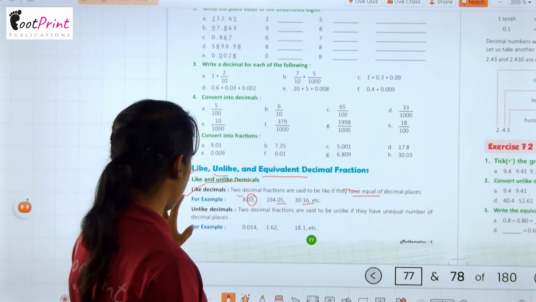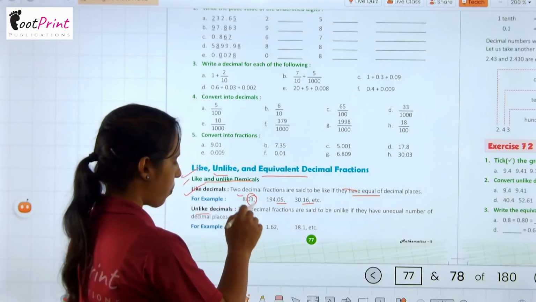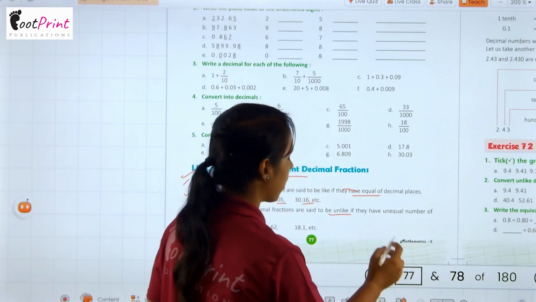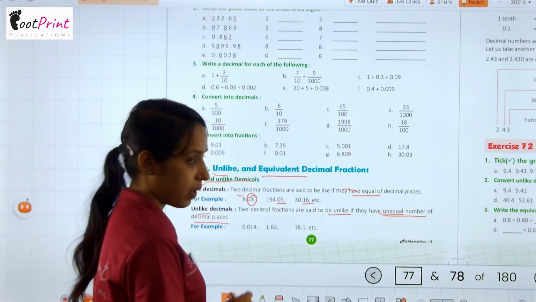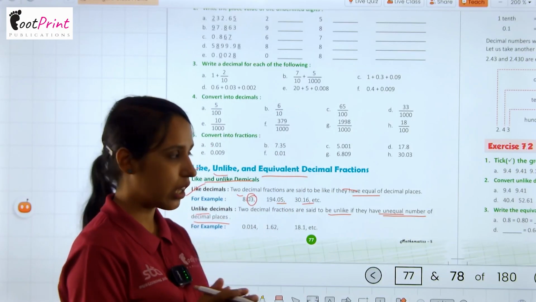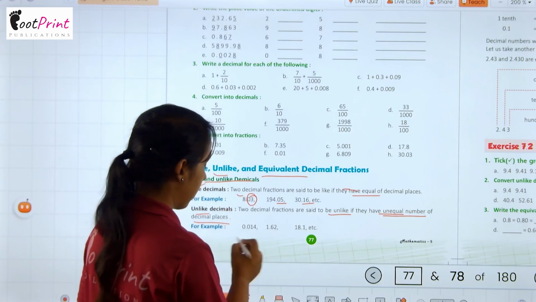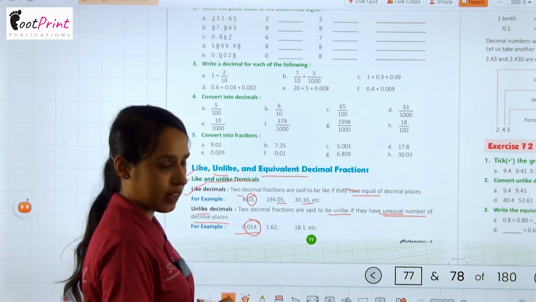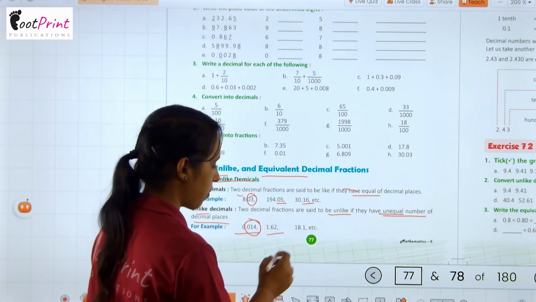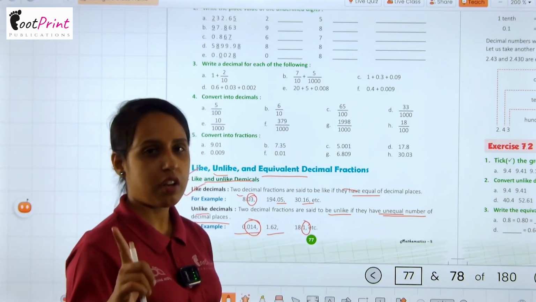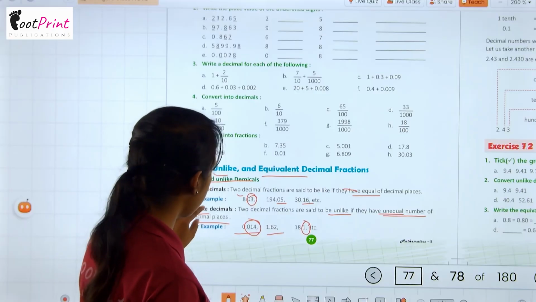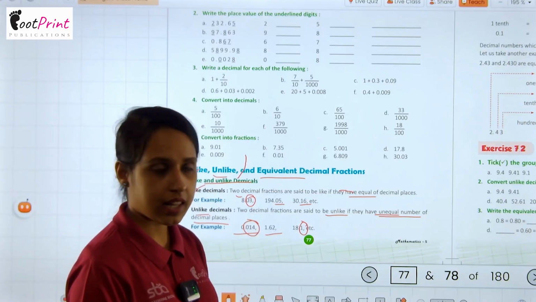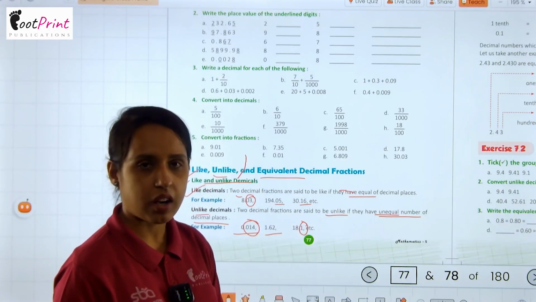And then unlike decimals, the opposite of this. Two decimal fractions are said to be unlike if they have an unequal number of decimal places. If the decimal places are unequal, then they are unlike decimals. In this 0.014, we have 3 decimal places. In this, we have 2 decimal places, and in this, we have only 1 decimal place. So we can say that these numbers are unlike decimals.